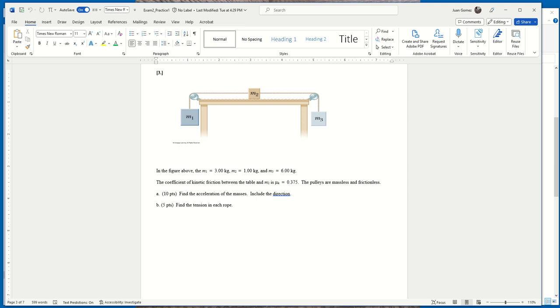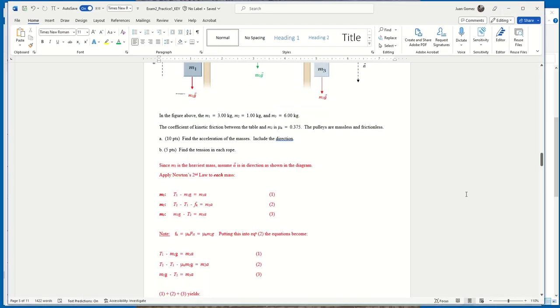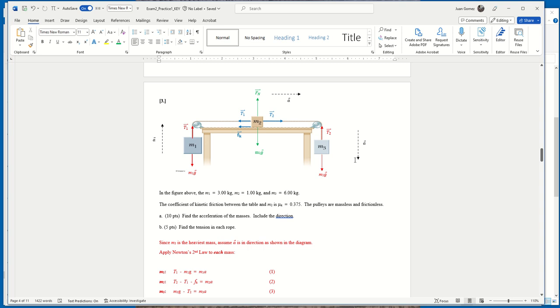Okay, let's go ahead and bring up the answer key. What I've done first is, with a good assumption, that M3 will be accelerating in the negative y, as indicated by this A with the dotted arrow. That's not a force. I'm just saying, hey everybody, M3 is accelerating in the negative y direction. Here, M2 must be accelerating in the positive x. And here, M1 is accelerating in the positive y. So that's the first step.